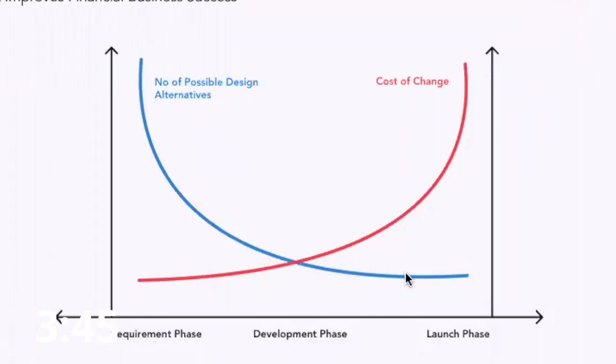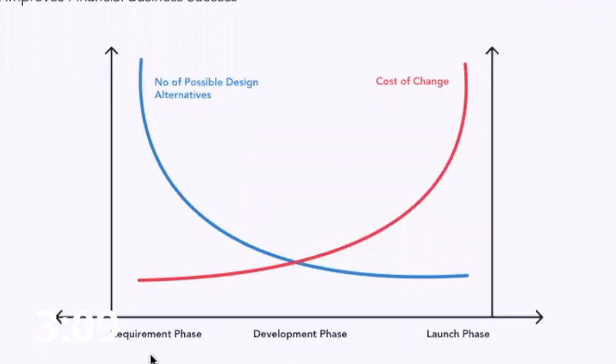So if you are trying to make a change at any point, you're going to have a different combination of these variables. So let's say you want to decide what you're going to build and you're in requirements phase. You have lots of alternatives you could design, and the cost of actually changing your design is quite low. Once you get into development, at some point there's a crossover here where you now have invested sufficiently in your product or service that it really starts to not be worth it to make design changes.